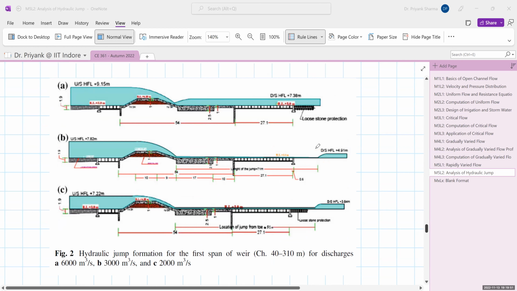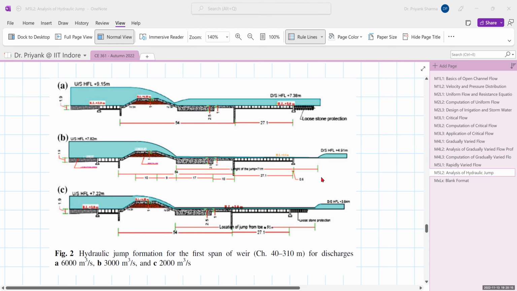And the total length of jump including the GVF profile is 71 meter, and here the length of jump from the toe is 91 meter. This is the toe. So that is for 2000 meter cube per second. So you can see such conditions being observed, and that is responsible for the scouring in the downstream.